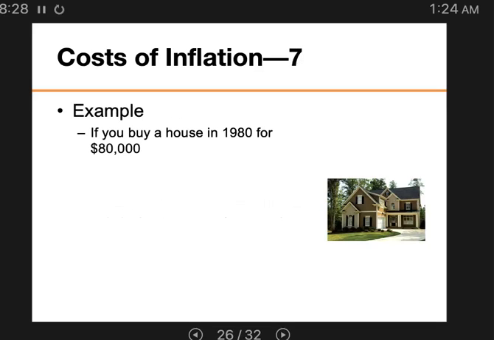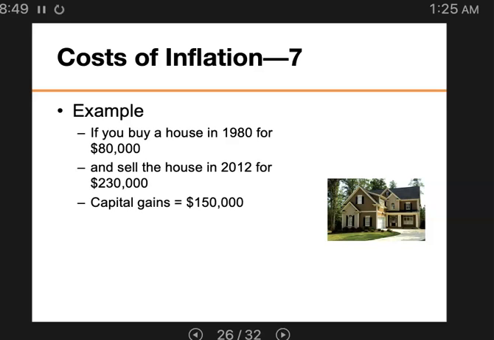Example. If you buy a house in the year 1980 and the price of the house is $80,000, and then you live in that house and many years pass and you sell the house in the year 2012 for the price of $230,000. That's a huge jump, right? The capital gain is $150,000, right? 230,000 minus 80,000, the capital gain becomes $150,000. So you have to pay taxes on this $150,000.